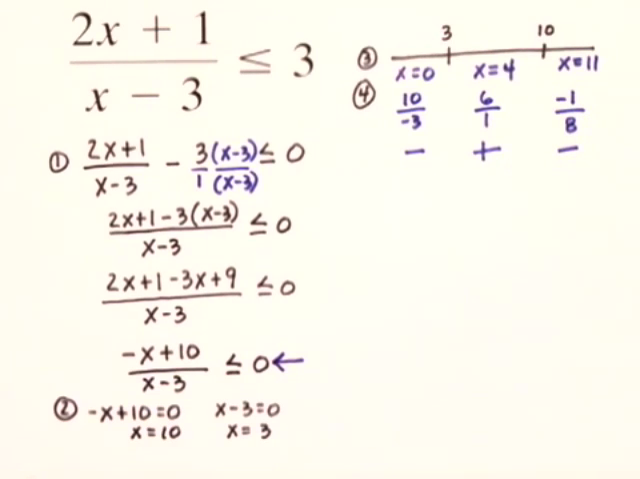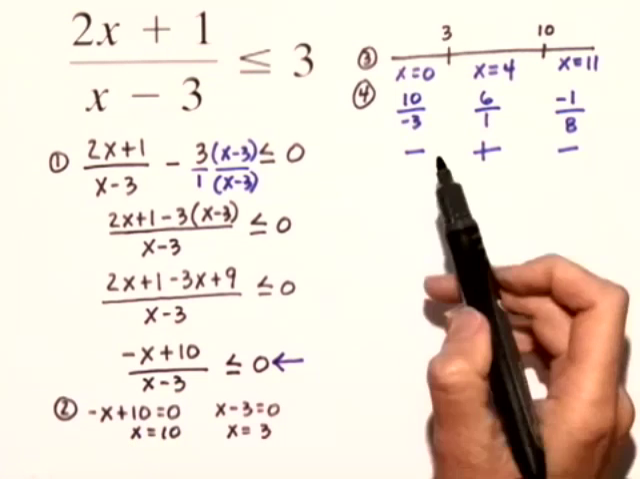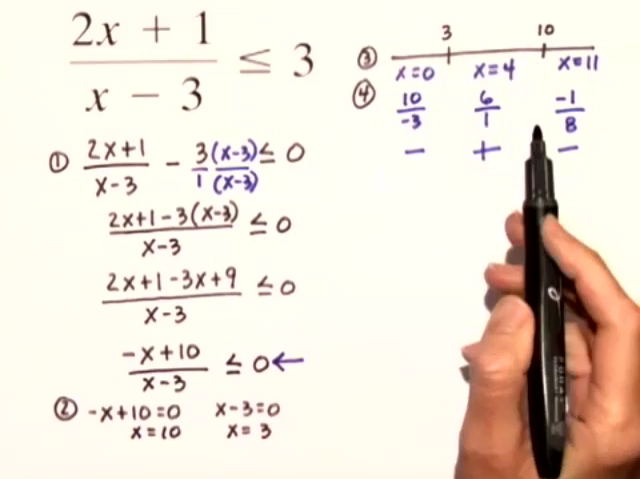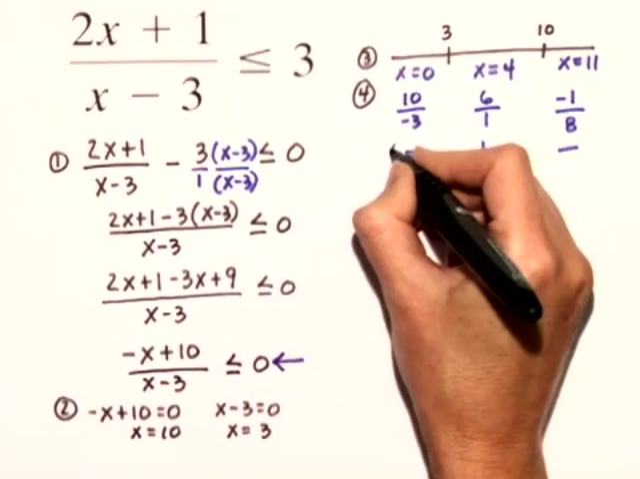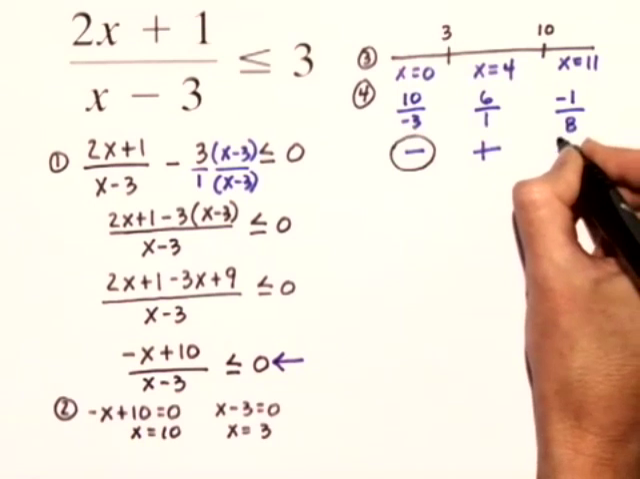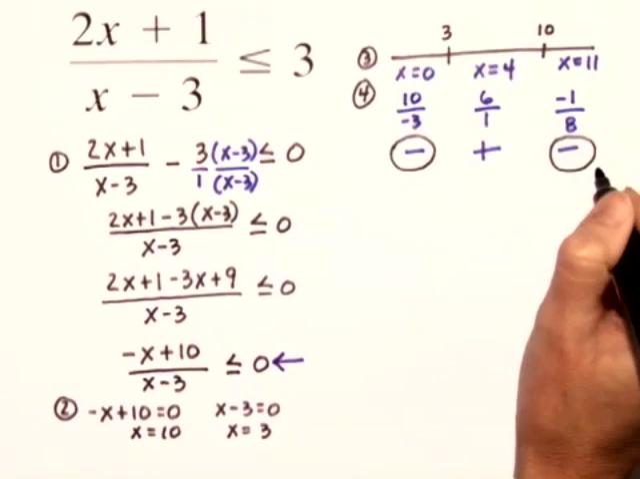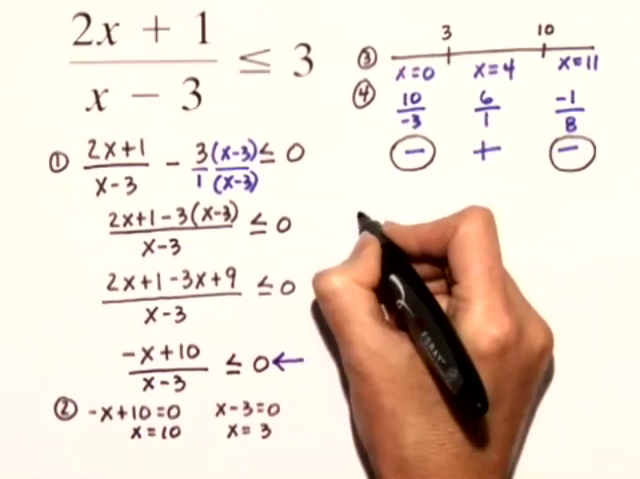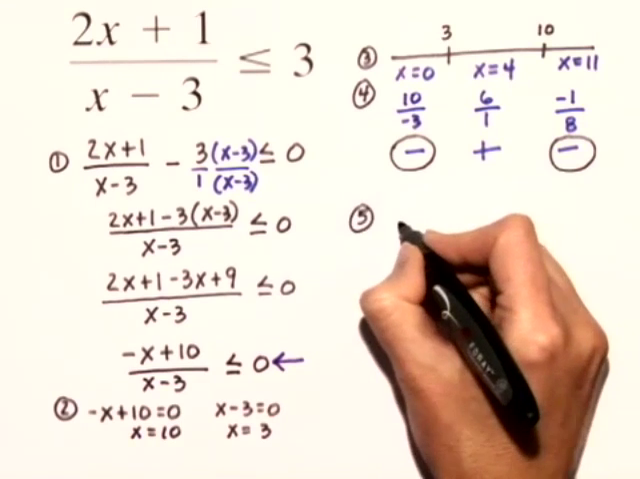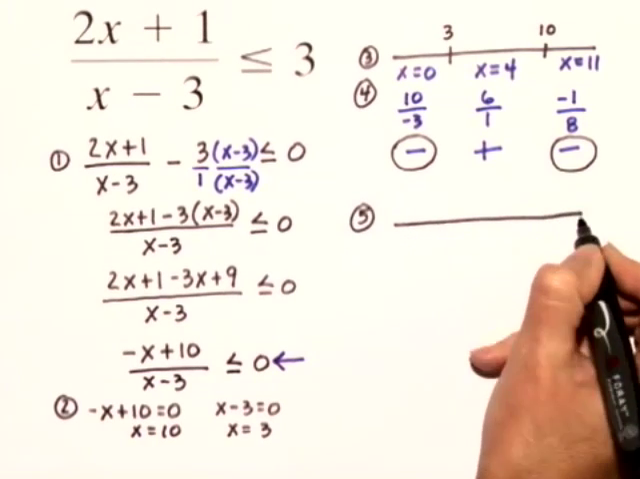Now, let's look at what we're being asked. We want to know when is (-x + 10)/(x - 3) less than or equal to 0. So when is it 0 or a negative number? Well, it's going to be 0 at any of these partition points, and it'll be a negative number anytime we ended up with a negative sign for our function value. So now we're ready to actually write our solution in number 5 on a number line, and then finally in interval notation.